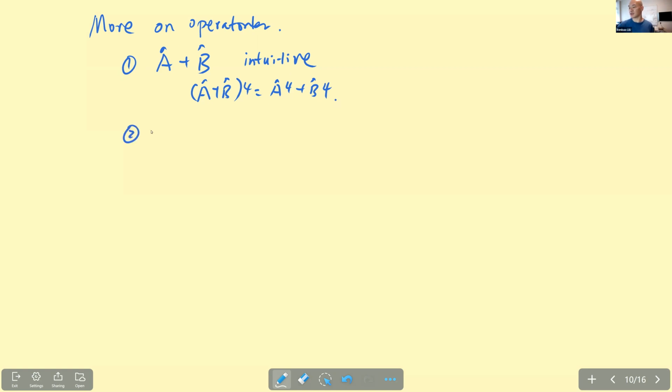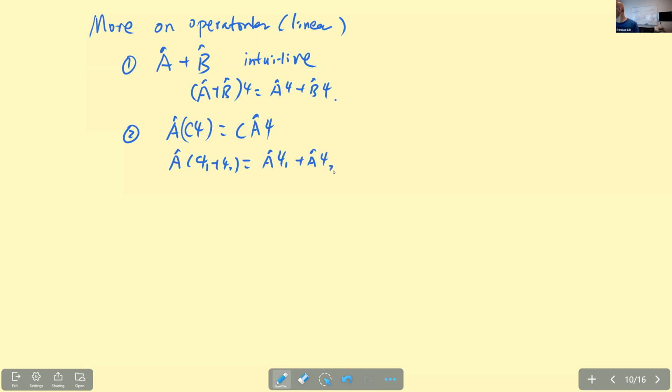And also we have something like linearity, and it's also very intuitive. So this is also intuitive. That means you don't need to pay too much attention to this one.